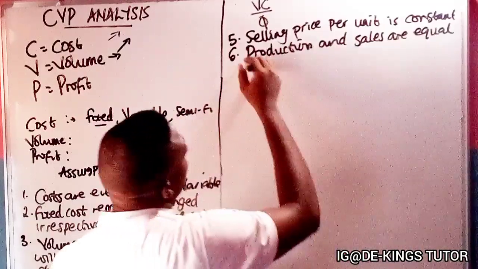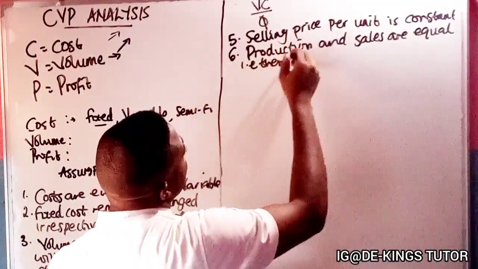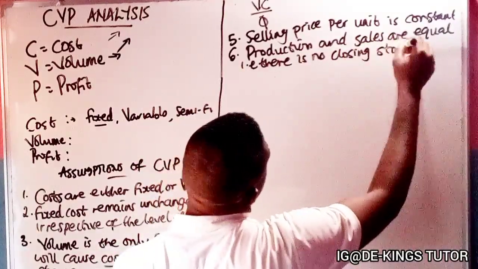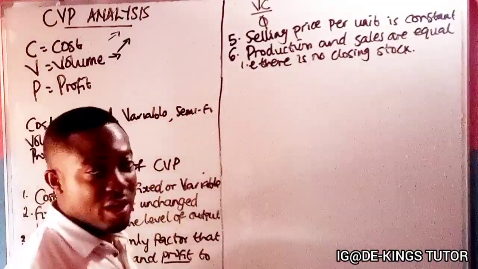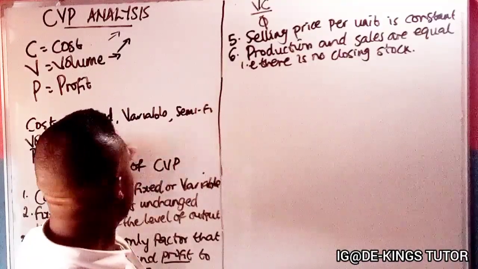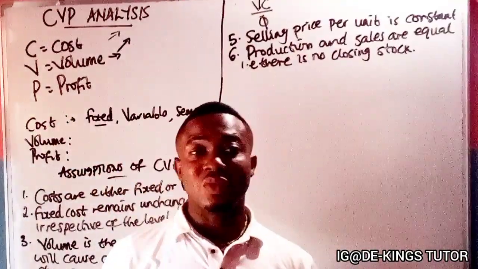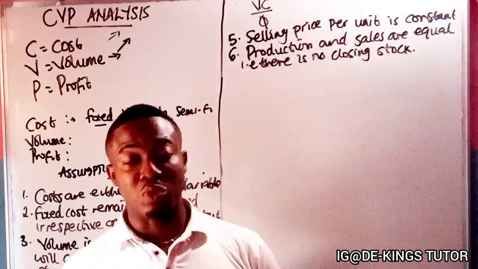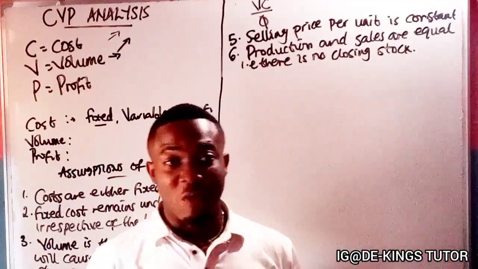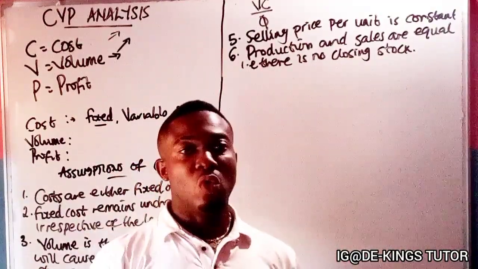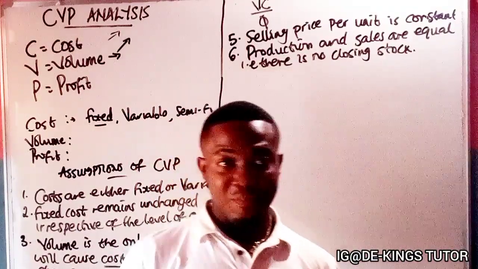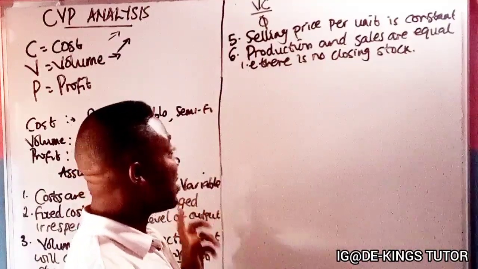Now the sixth one, production and sales are equal. That is, there is no closing stock. So one of the underlying assumptions of the CVP is that the production and sales are equal. There is no closing stock. That is, once an item is produced, the totality of it is also being sold. So there's no closing stock remaining at the end of the year. So that is one of the assumptions of the CVP.